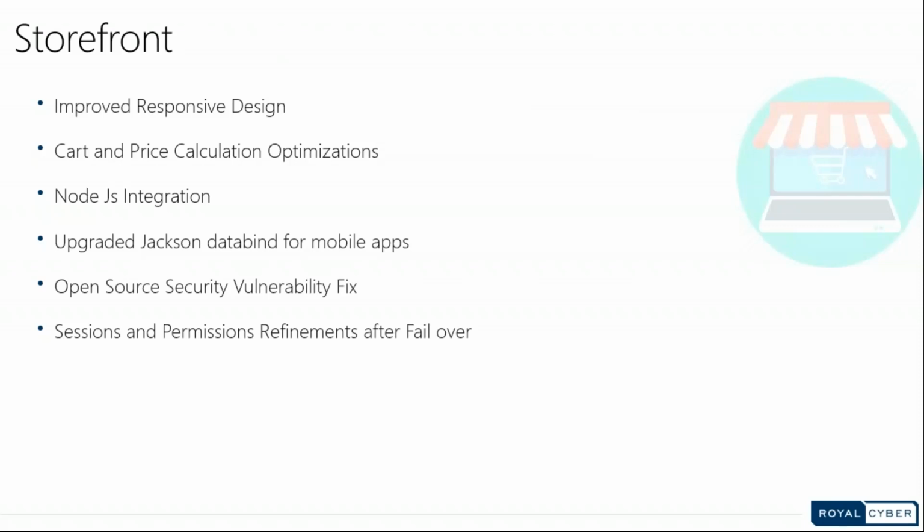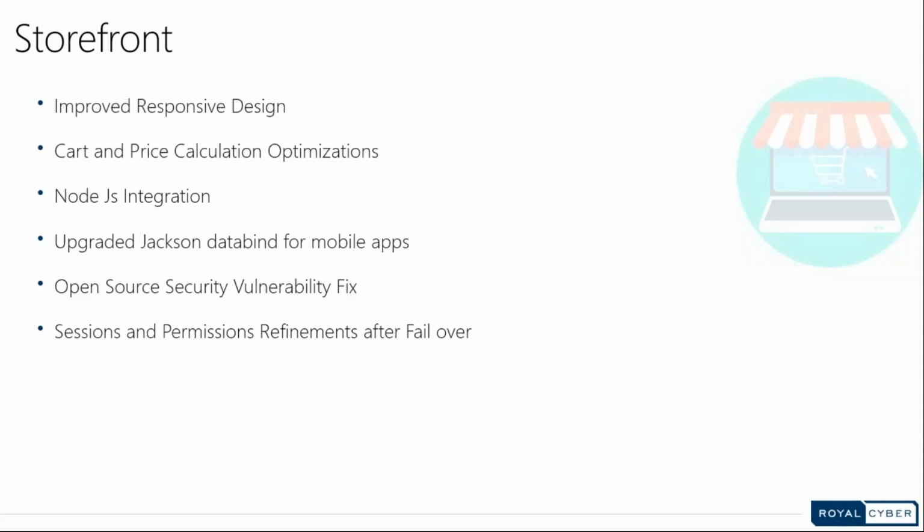So, the storefront. There have been a lot of improvements and enhancements in the storefront in the 1811 version. The storefront is more responsive in design, and there's a new option available for the optimization of your cart and price calculation. And they've also included the Node.js integration, which makes it easier for your UI/UX guys to create more user-friendly websites and storefronts. And they've also upgraded the Jackson databind for all the mobile apps that they have created, right?